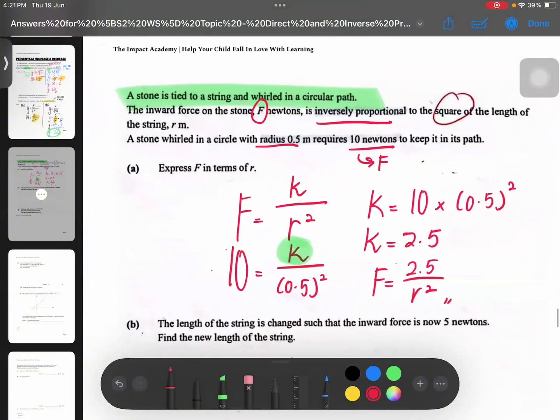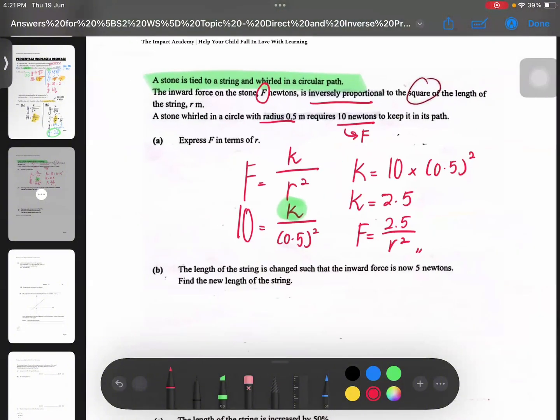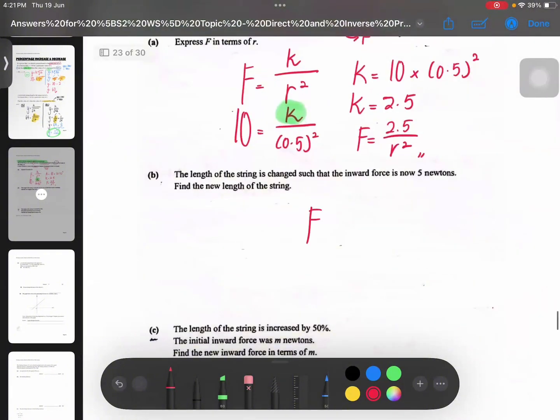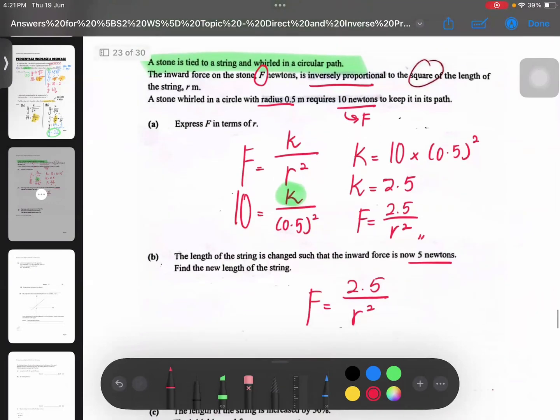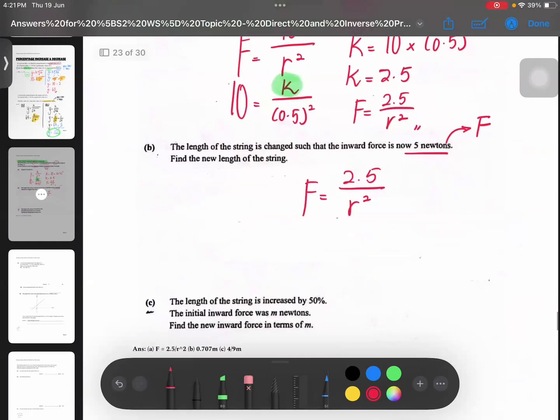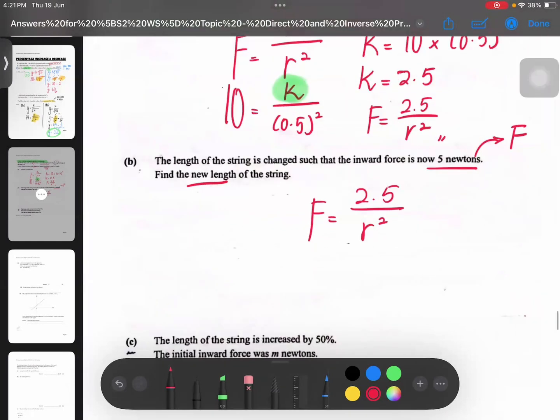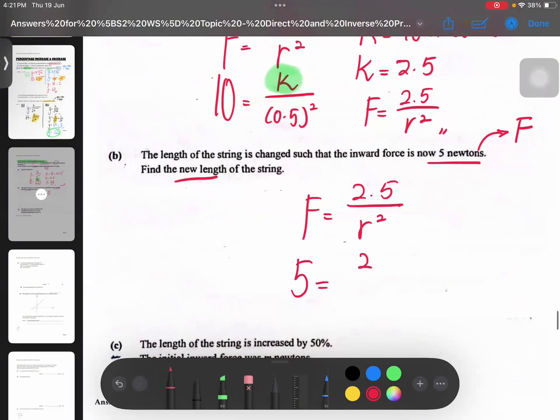Now, the length of the string is changed such that the inward force, so F equals 2.5 over R squared, is now 5 newtons. Newtons is what represents F. Find the new length. The new length is R. So we say 5 equals 2.5 over R squared. Agree or disagree?